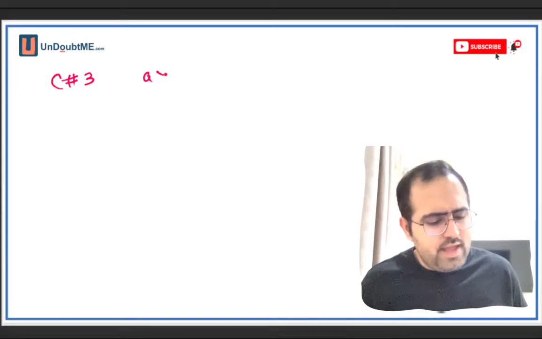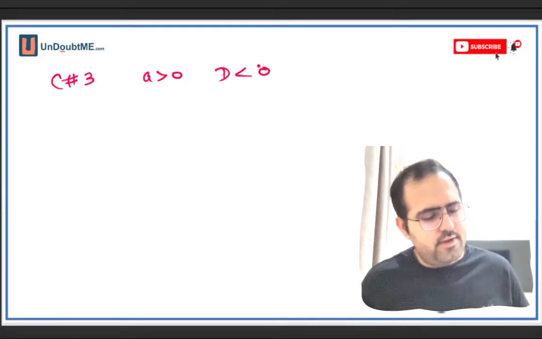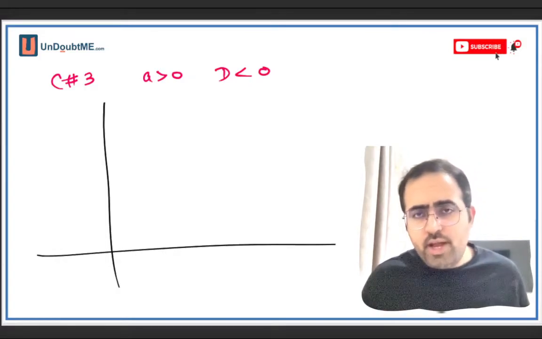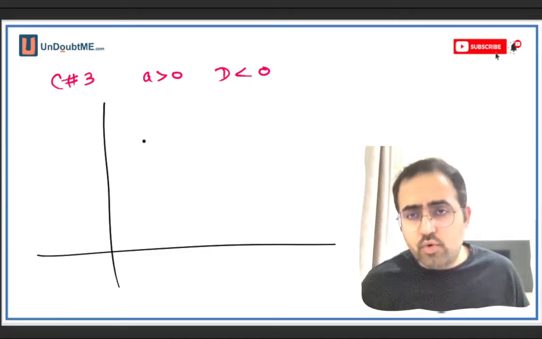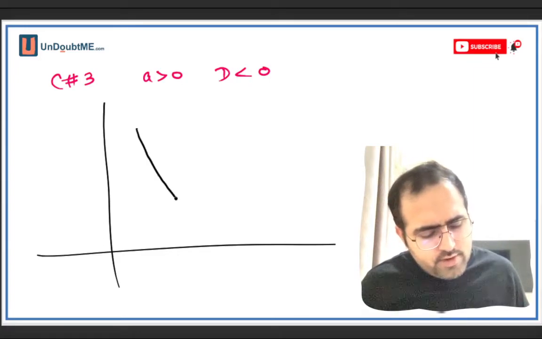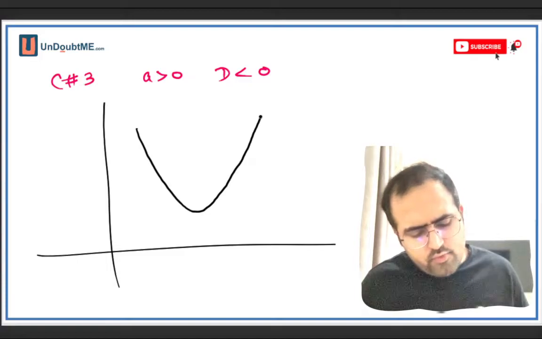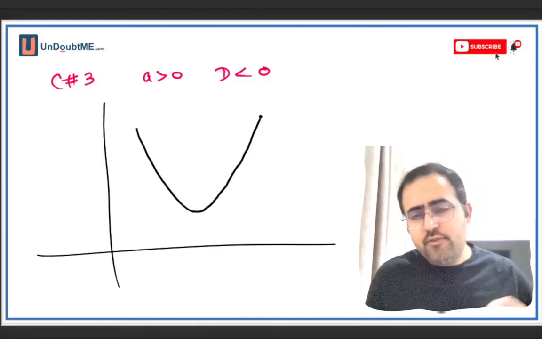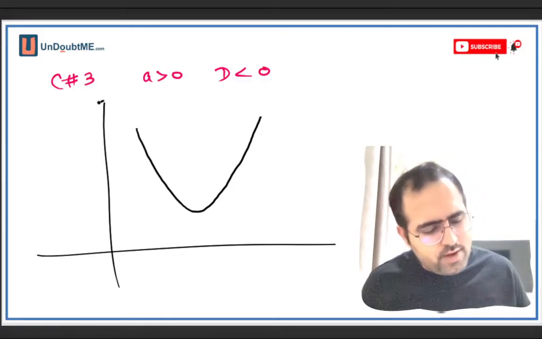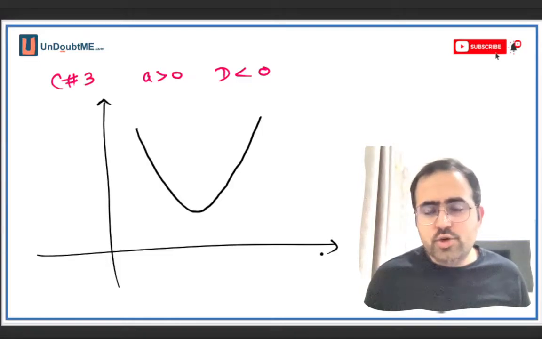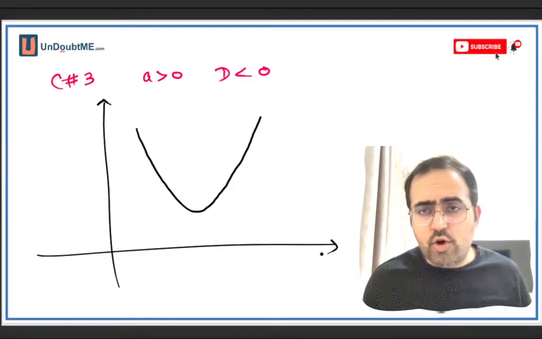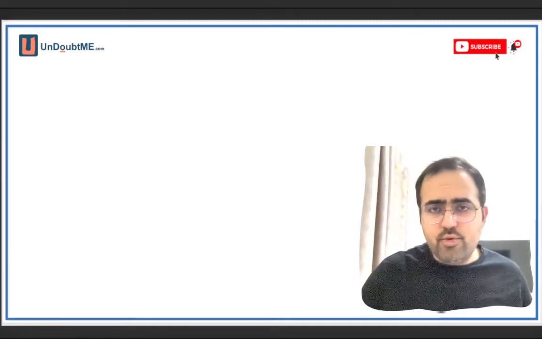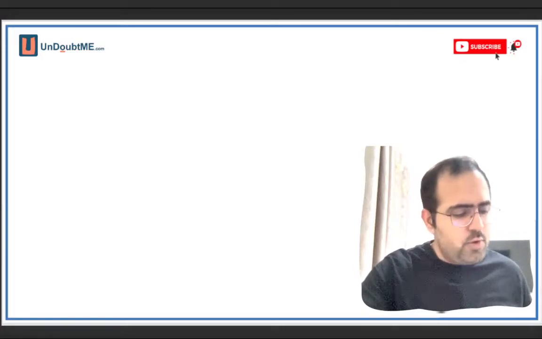Time for case number 3. Case number 3 is a positive and d negative. This means it is an upward parabola, but there are no real roots. No real roots means it will never touch or cut the x-axis. The graph will somewhat look like this. It can be anywhere on either side, left or right. This is just an illustrative graph, but you have to make sure it is not intersecting the x-axis or even touching it. If you are clear with these cases, you can very easily replicate the 3 leftover cases.